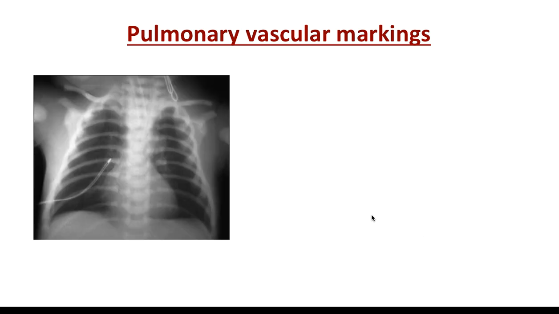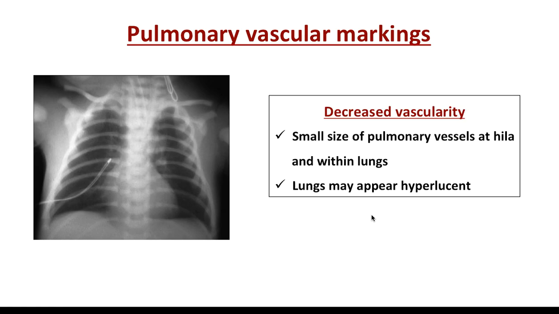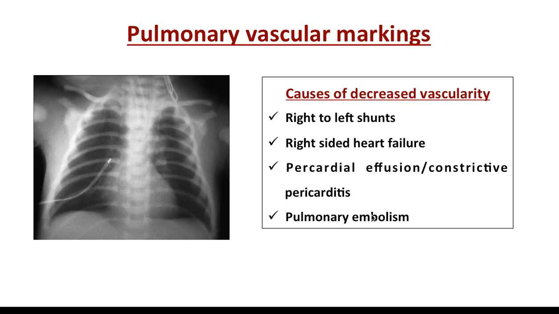Now pulmonary vascular markings can sometimes be reduced also. So it is characterized by small size of pulmonary vessels at hila and within the lungs, and lungs may appear to be hyperlucent. Now what are the causes which can lead to decreased vascularity? So right to left shunts, right-sided heart failure, pericardial effusion or constrictive pericarditis, and pulmonary embolism will lead to decreased vascularity of the lung fields.